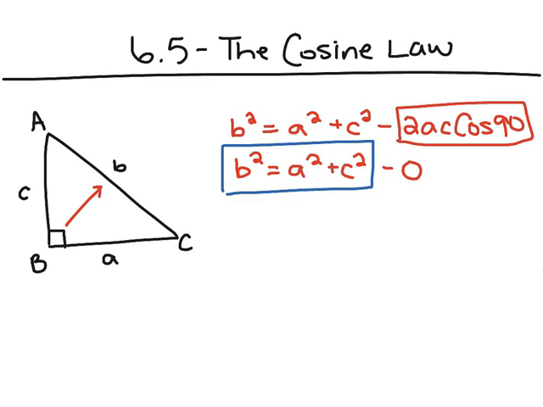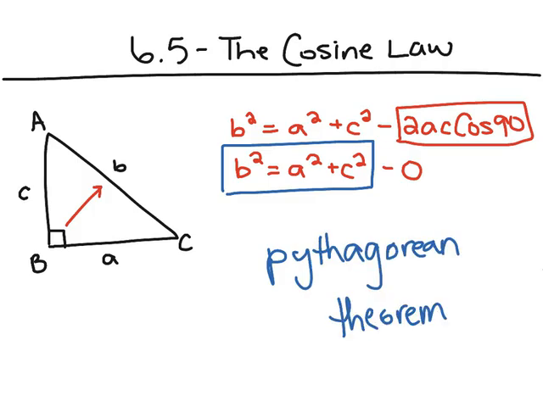And our b is our hypotenuse, and our a and our c are our legs. So what we end up with is the Pythagorean theorem. So the Pythagorean theorem is a special case of the cosine law. It's really just when your angle is 90.